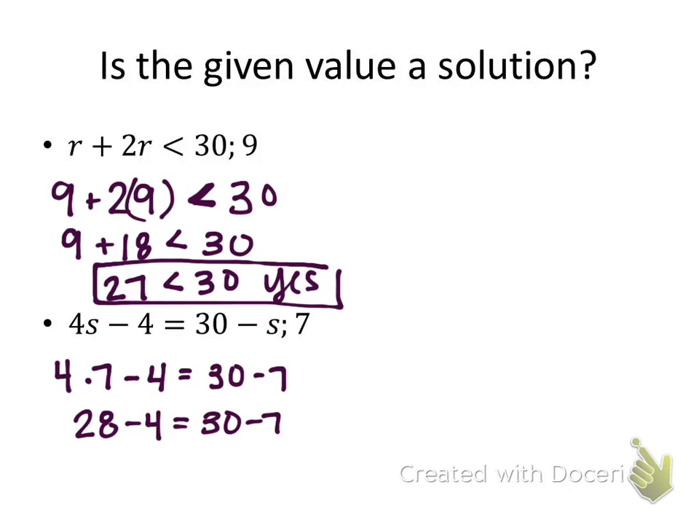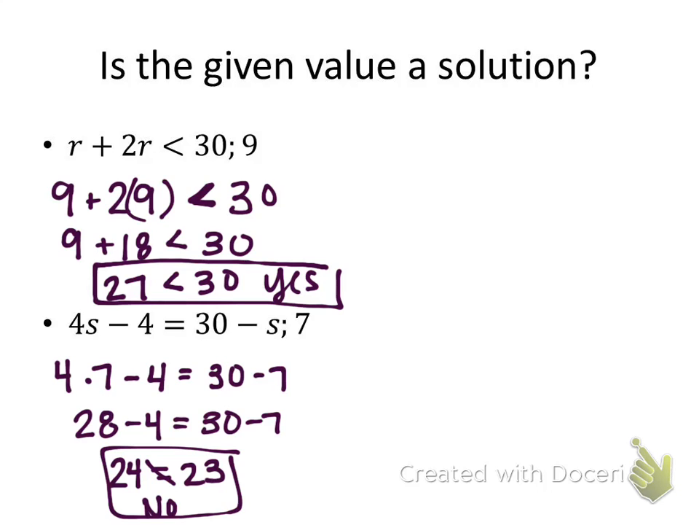What would I do now? Subtract. I can go ahead and just subtract on both sides so it's done. I don't have to do one and then go and do the other. 28 minus 4 is 24. 30 minus 7 is 23. Are they equal to each other? No. Again, remember, box in both answers. Any questions?